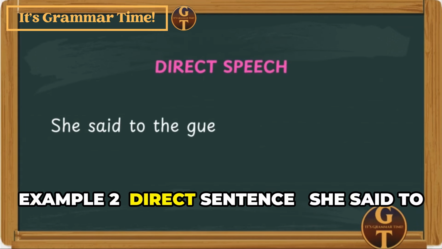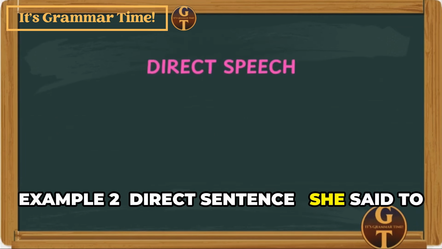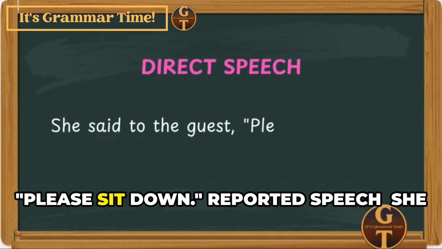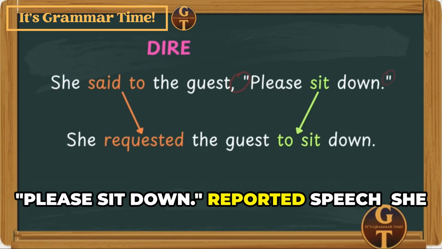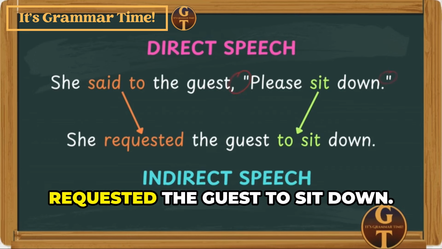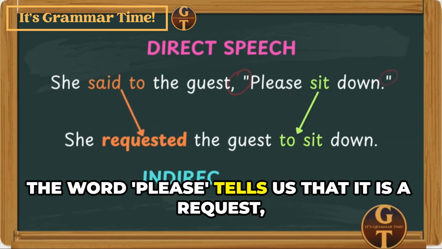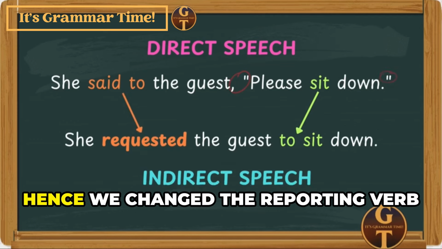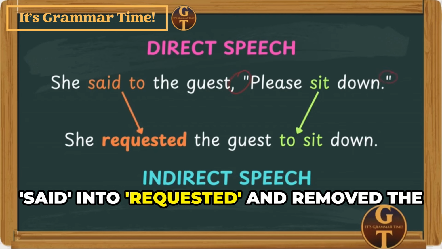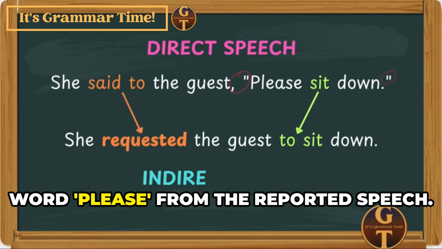Example 2. Direct sentence. She said to the guest, "Please sit down." Reported speech. She requested the guest to sit down. Here, the word please tells us that it is a request. Hence, we changed the reporting verb said into requested and removed the word please from the reported speech.